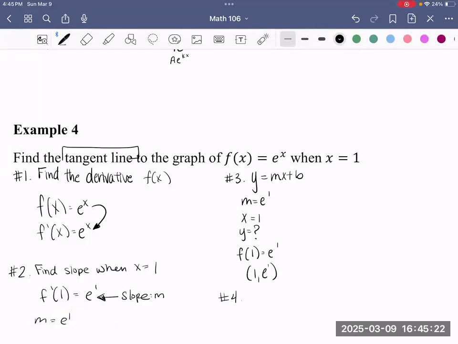So if we have y equals mx plus b, we have y, which is e to the first, is equal to your slope, e to the first times 1 plus b. So when you move it over to the other side, b is equal to, so that is equal to 0. So step 5 is that we have y is equal to your slope, e of x, and then you could say plus 0.